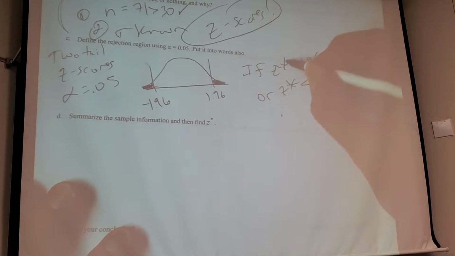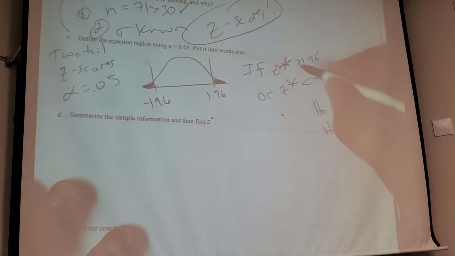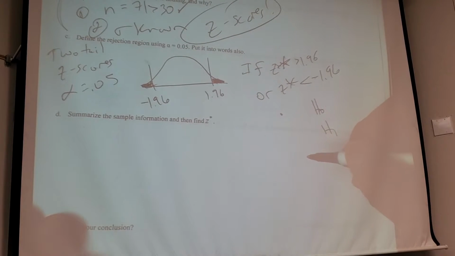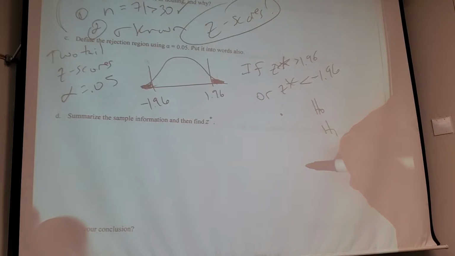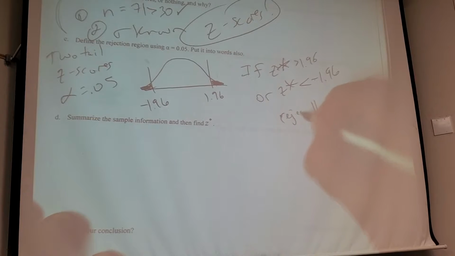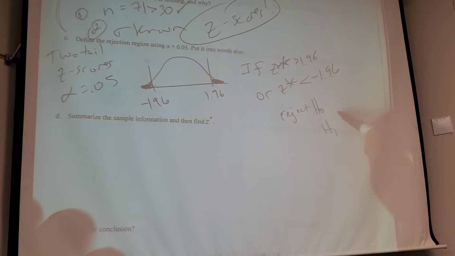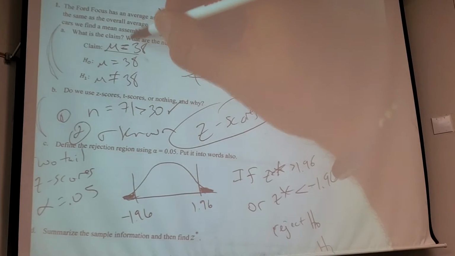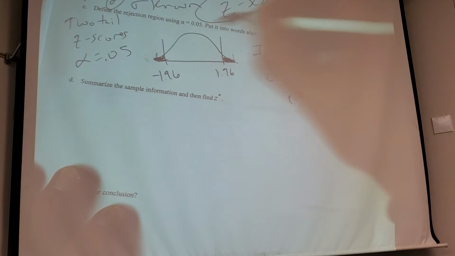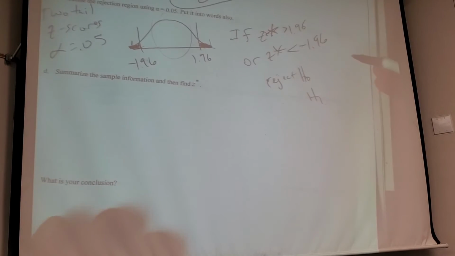If I do get in here or there, then what can I say? I can do what with the hope? Support. No. You never support the hope. Reject the null. Because where does the null think it is? Doesn't the null think it's in here? So if I get a sample that's out there, it looks like the one who thought it was in here is wrong. I can reject that person then.